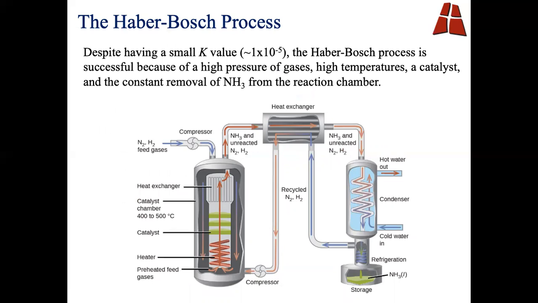The Haber-Bosch process, though, the reaction where we have N2 and H2 reacting to form NH3, actually has a pretty small K value. So 1.0-ish times 10 to the negative fifth. But this process is run at high pressure of gases and high temperatures, and also uses a catalyst, I believe an iron oxide catalyst. And there is constant removal of NH3, which is one of our products, from the reaction chamber, driving the reaction again towards our products. Okay, so again, this is the apparatus that is used to produce ammonia.